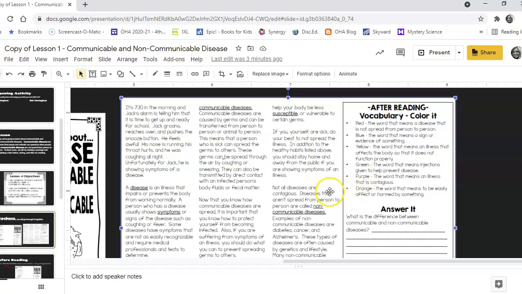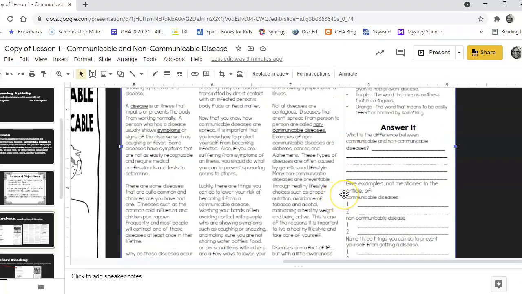In addition to healthy habits listed above, you should stay home and away from the public if you are showing symptoms of an illness. Not all diseases are contagious. Diseases that aren't spread from person to person are called non-communicable diseases. Examples of non-communicable diseases, meaning you can't catch it from someone, are diabetes, cancer, and Alzheimer's. These types of diseases are often caused by genetics and lifestyle.